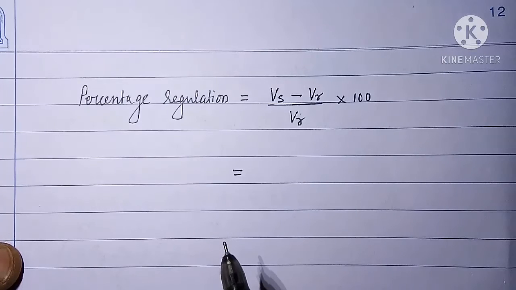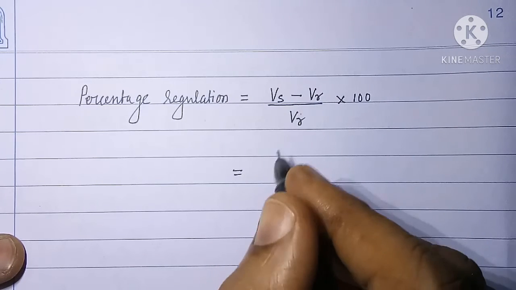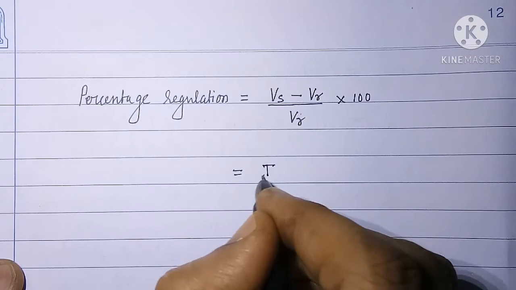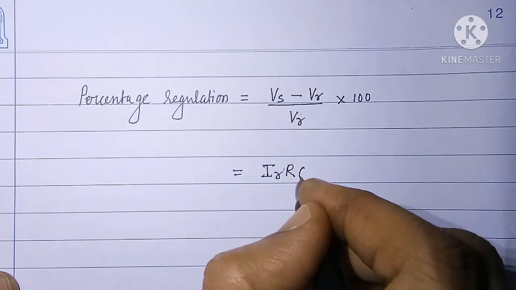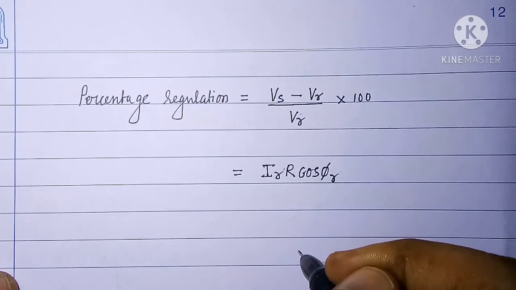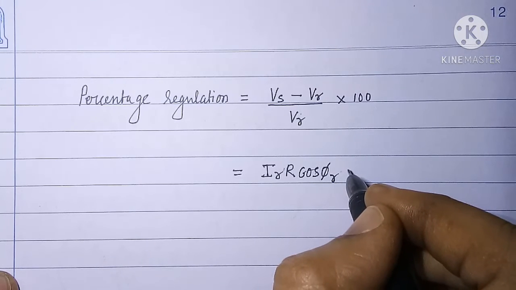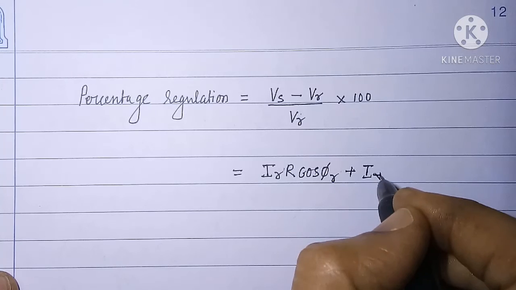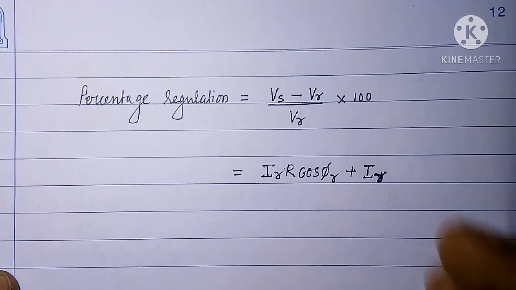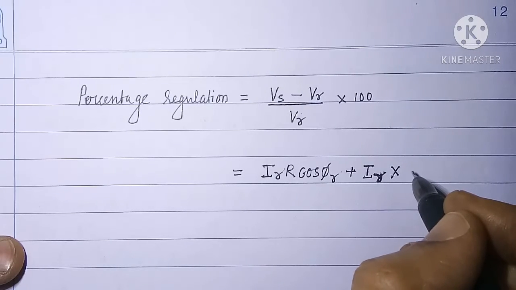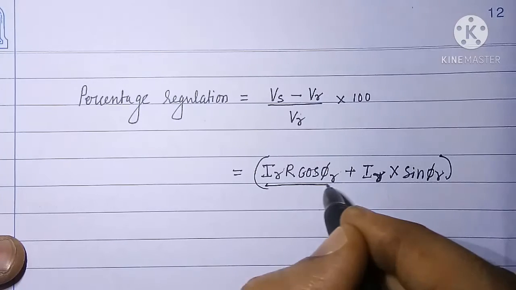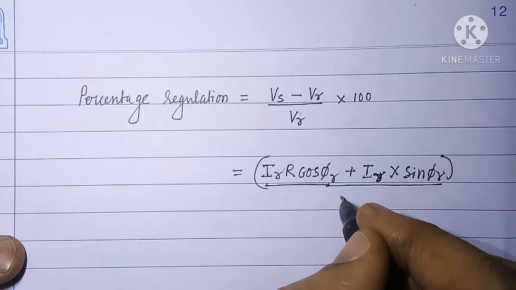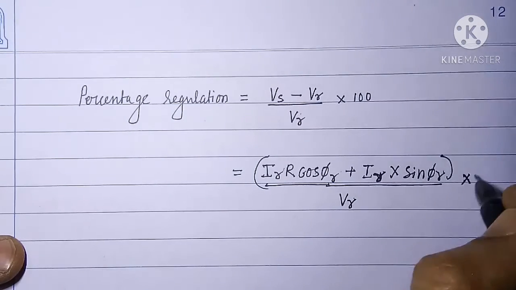Vs minus Vr is nothing but the drop in line conductor, and drop in line conductor is nothing but IR into R cos phi r plus IR into X sin phi r, whole divided by Vr into 100.